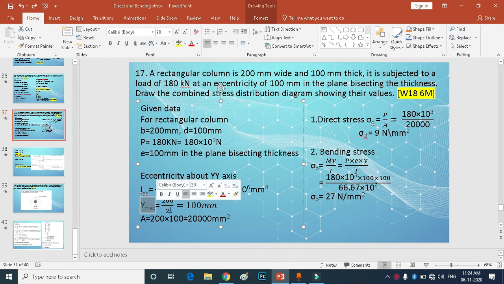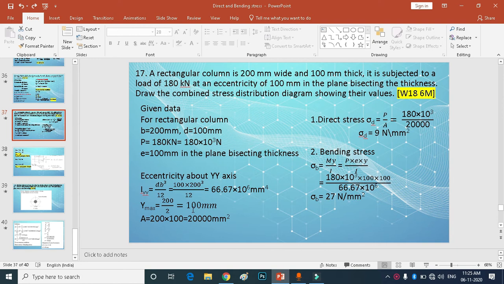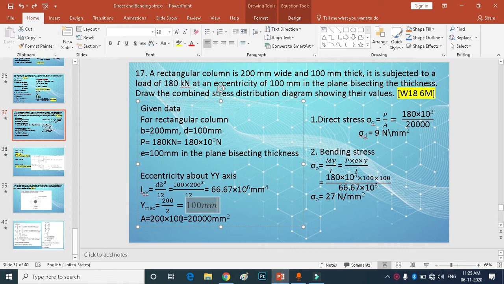Now extreme fiber distance from axis. This is an extreme fiber, this one and this one. So breadth is 200 mm. So distance of this and this layer from this axis is 100 mm. Therefore y is equal to this 100 mm, and area is breadth multiplied by depth, 200 multiplied by 100.